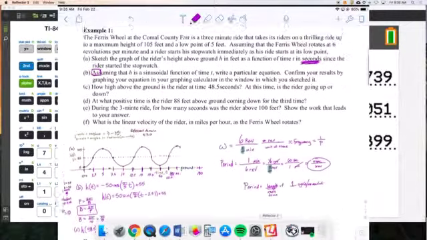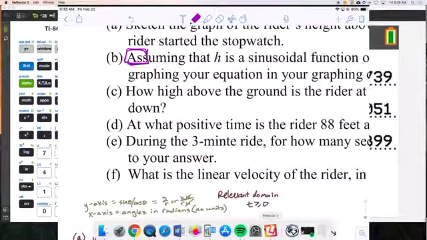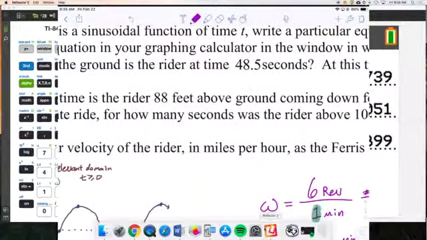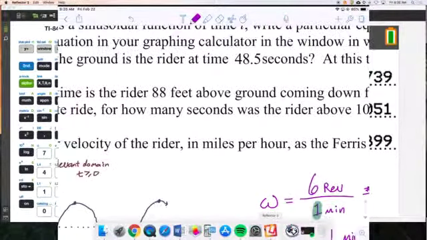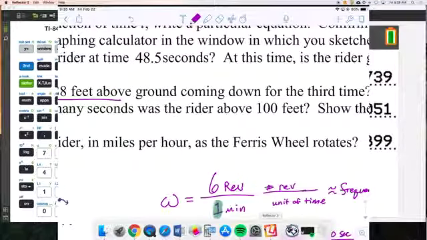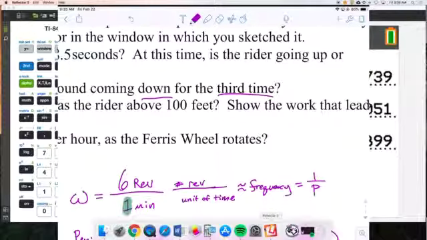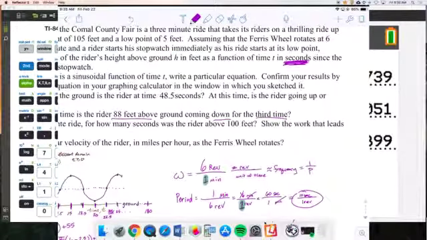Are we done with example 1? No, hey, okay. Part D. At what positive time is the rider 88 feet above ground coming down for the third time? Well, got to read that again, like a Dr. Seuss. 88 feet above ground coming down for the third time.